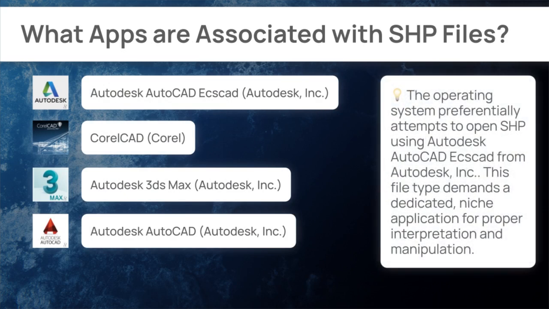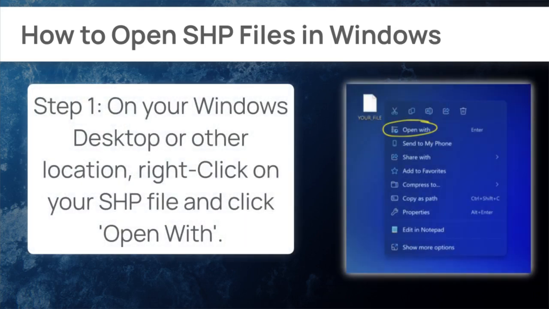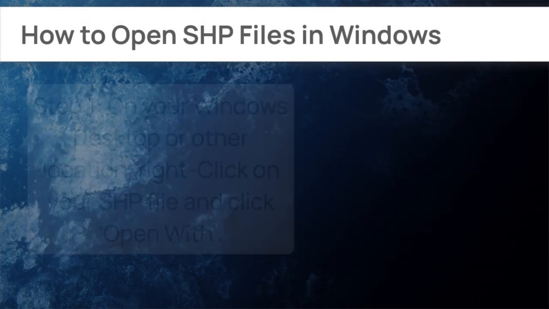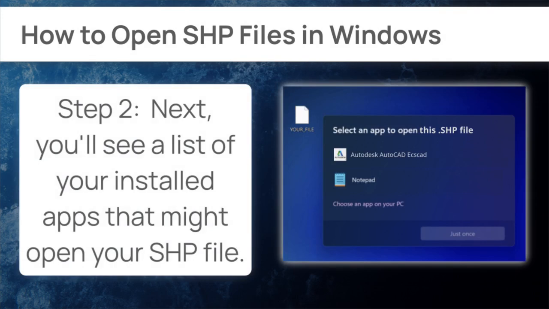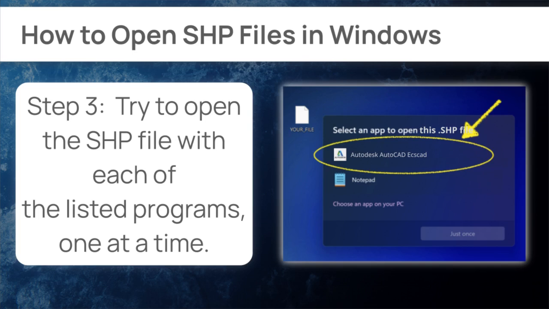The complex layout and formatting tags are not correctly parsed by Windows defaults. Windows cannot process shapefiles, geodatabases, or raster GIS data natively. Your most critical first action is the file association test. Right-click the SHP file and choose Open With. If Autodesk AutoCAD Ecscad is on your machine, test it. If not, choose another program. We must find the right software.